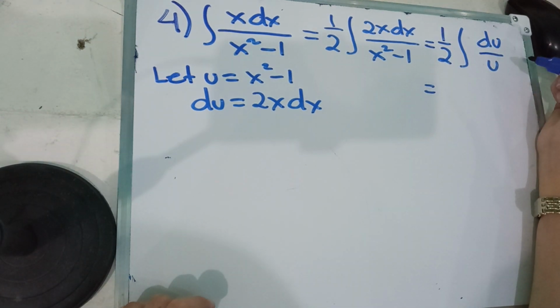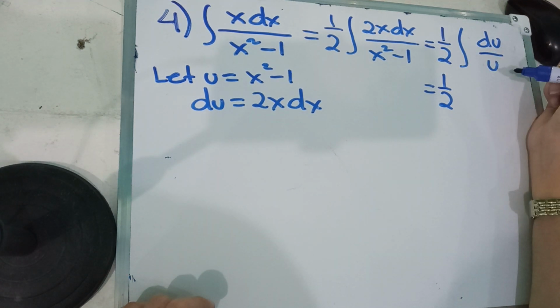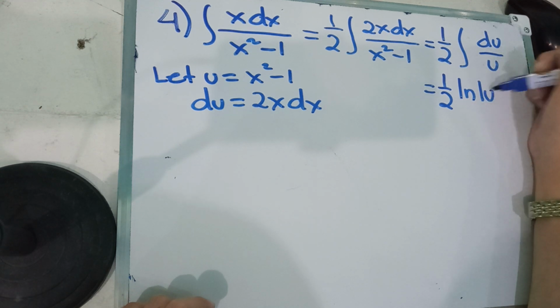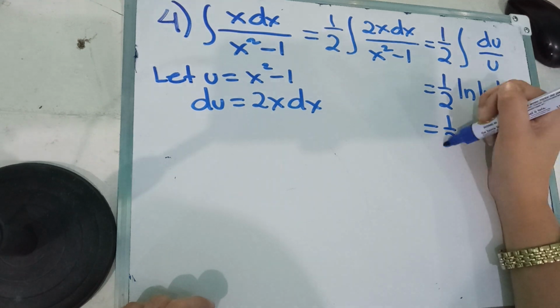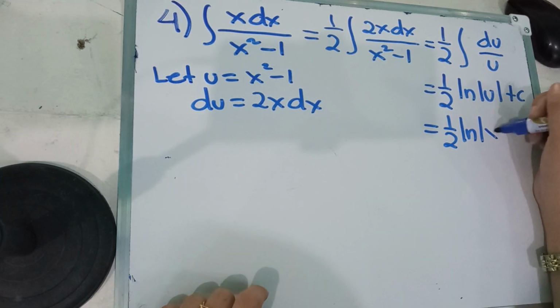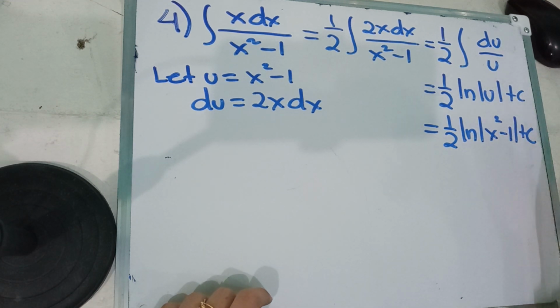Now, applying the rule for the natural logarithm, that's 1/2 ln absolute value of u plus c. Now, going back to our original function, our u is x squared minus 1 plus c.